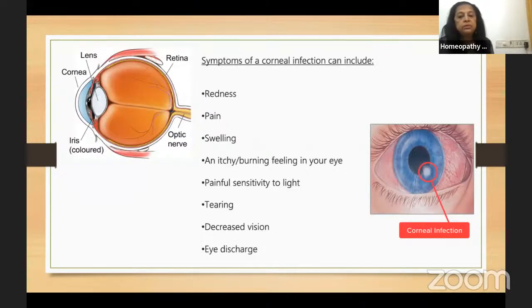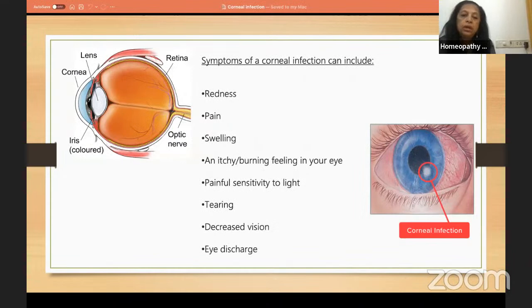Now, what are the symptoms of corneal infection? The most common symptom is redness. Usually the redness is around the limbal area. There's pain, severe pain, and swelling of the lids. If the infection is in the center, there will be blurring of vision, photophobia, watering, and discharge.